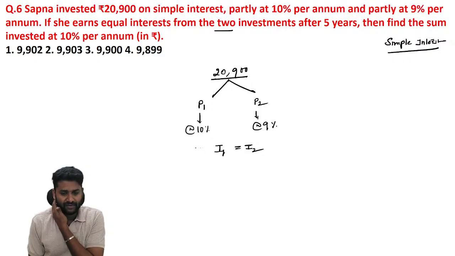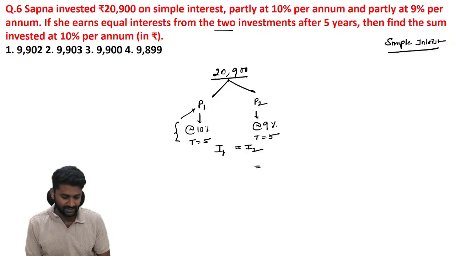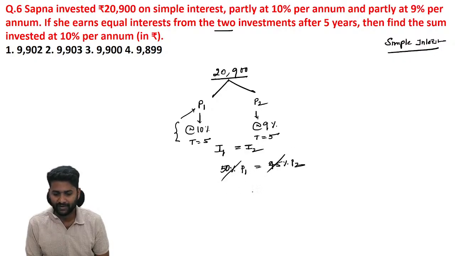They clearly mention that the duration is 5 years for both investments. So how much interest did they get? If they invested P1, then 10 percent every year for 5 years, so interest is 50 percent of P1, which is equal to 45 percent of P2. Let's go through the simplification. Then P1 by P2, the respective investment of the parts, is 9 is to 10.